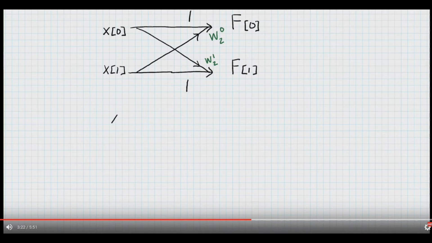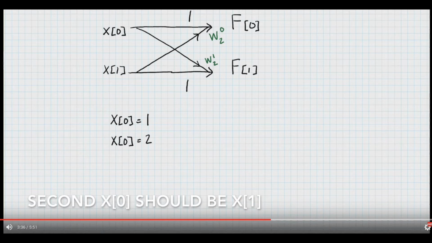Alrighty, so let's go ahead and work out an example. So let's say our x of 0, we'll assign it a value of 1, and our x of 1 value is going to be equal to 2.